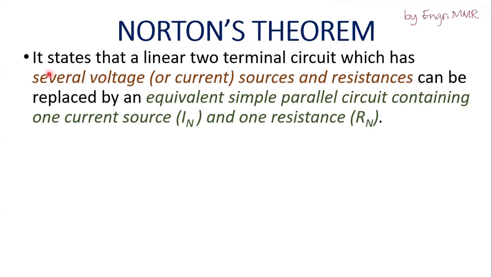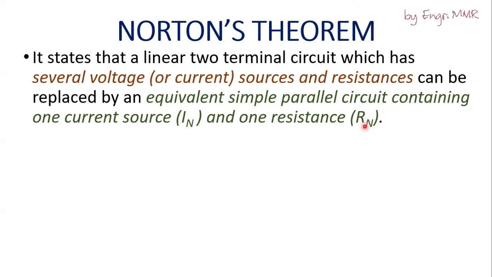What is Norton's theorem? It states that a linear two-terminal circuit which has several voltage or current sources and resistances can be replaced by an equivalent simple parallel circuit containing one current source, which we call IN, and one resistance, we call RN.